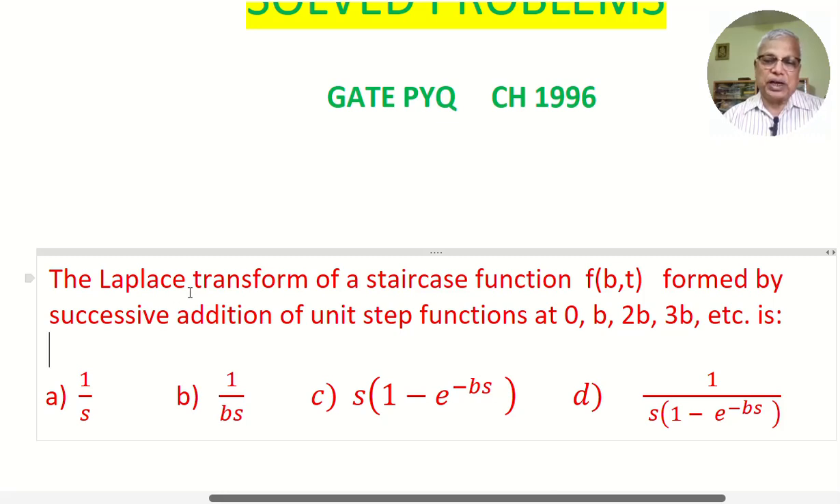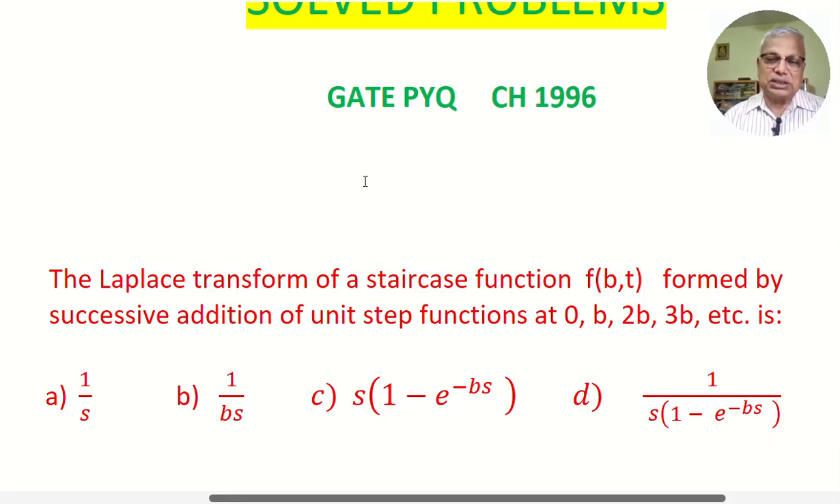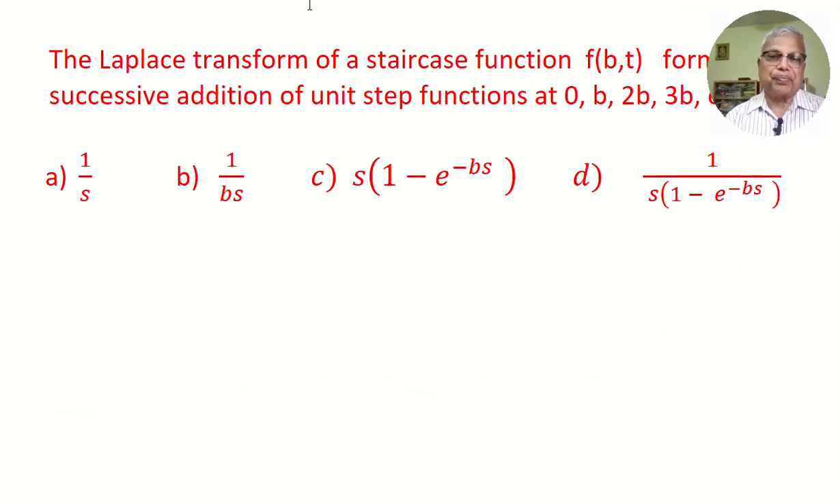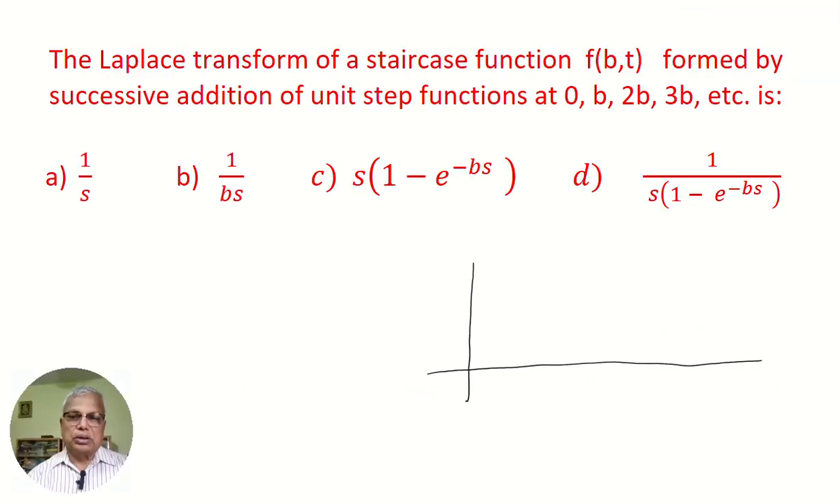So we have to find the Laplace transform of a staircase function. How is it formed? It's formed by successive addition of unit step functions starting from 0 and then b, 2b, 3b, etc. So first let us discuss the sketch. Let us draw the sketch for this, and then let us find out what is the Laplace transform.